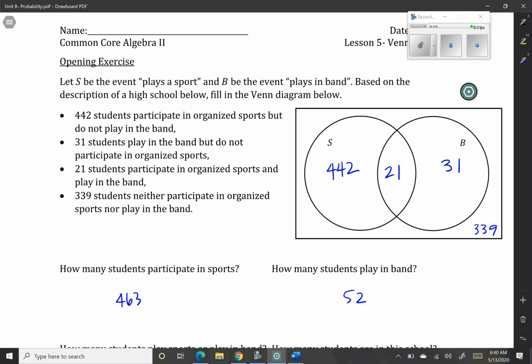339 students participated in neither of them. So that number we put on the outside in the box that's showing that it's not in either circle. So the first question says, how many students participate in sports? So that would be both of these numbers, 442 and 21 together. Because even though these 21 students participate in band, they also are participating in sports. We'll do the same thing for the band circle. So the band circle is 21 plus 31.